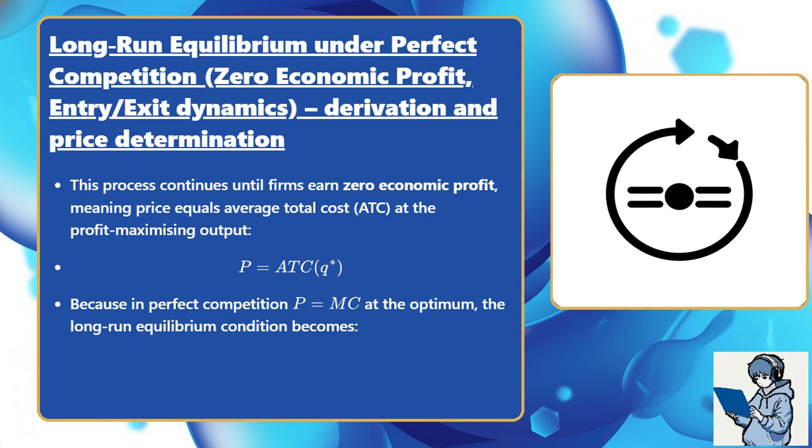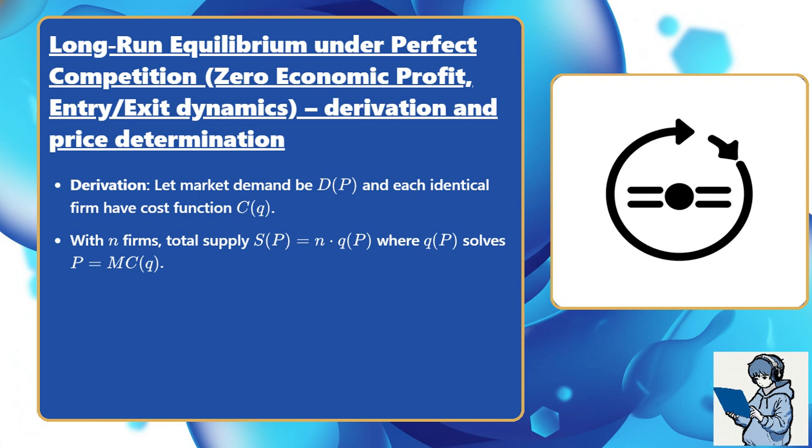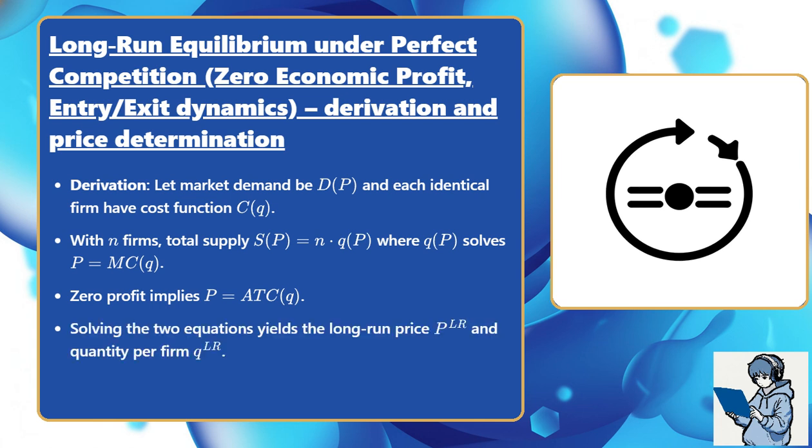Because in perfect competition, P equals MC at the optimum, the long-run equilibrium condition becomes P equals MC equals ATC. Derivation: let market demand be D of P and each identical firm have cost function C of Q. With n firms, total supply S of P equals n times Q of P, where Q of P solves P equals MC of Q. Zero profit implies P equals ATC of Q. Solving the two equations yields the long-run price P sub LR and quantity per firm Q sub LR. The market quantity is Q sub LR equals N times q sub LR.